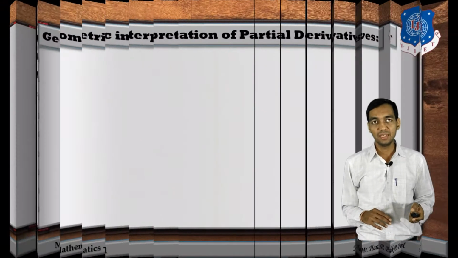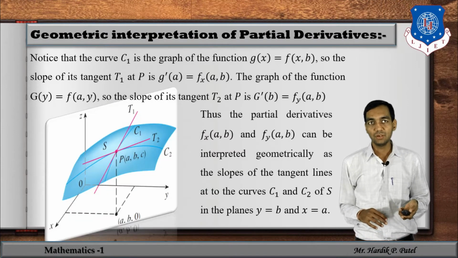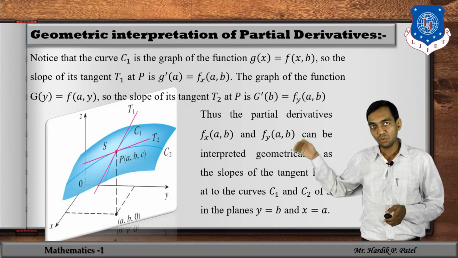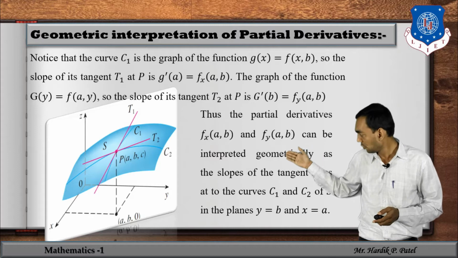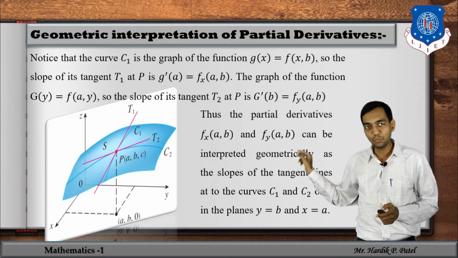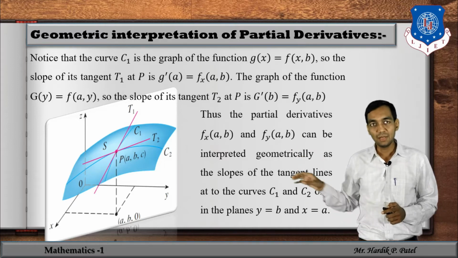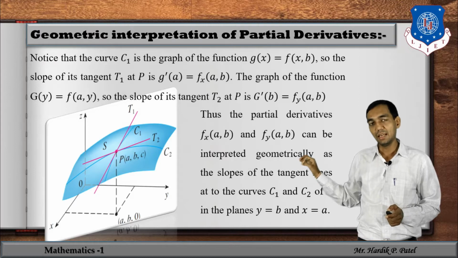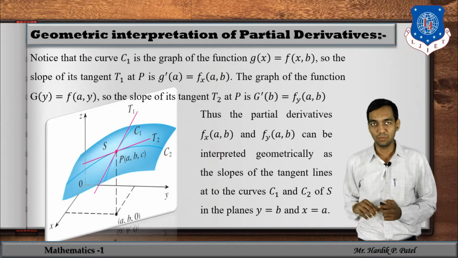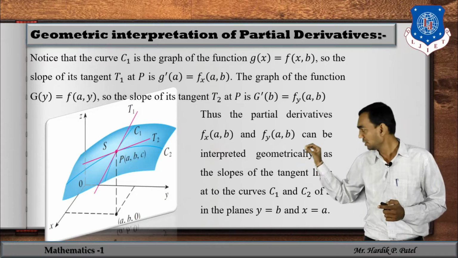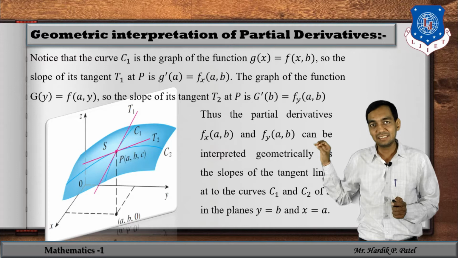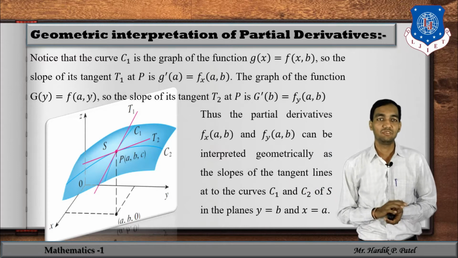Now using this C1 and C2, what are we going to do? We are going to find the tangent in that plane. So for C1, suppose you have a function g of x is equal to f of x comma b, and you are finding the tangent at a point P a comma b comma c, where P is the point z is equal to f of a comma b, that means c is equal to f of a comma b. At that particular point, if you find the tangent, then that tangent is T1, and this T1 is nothing but the partial derivative with respect to x.